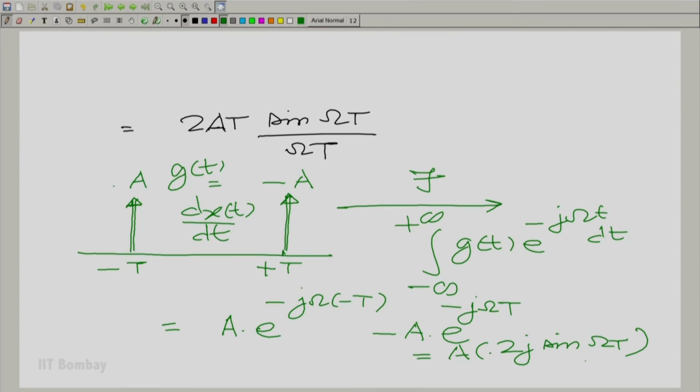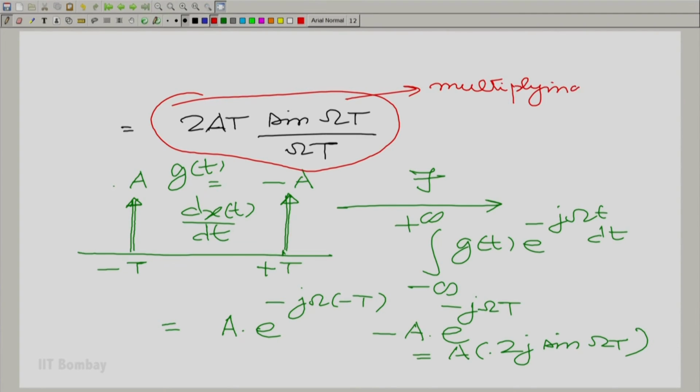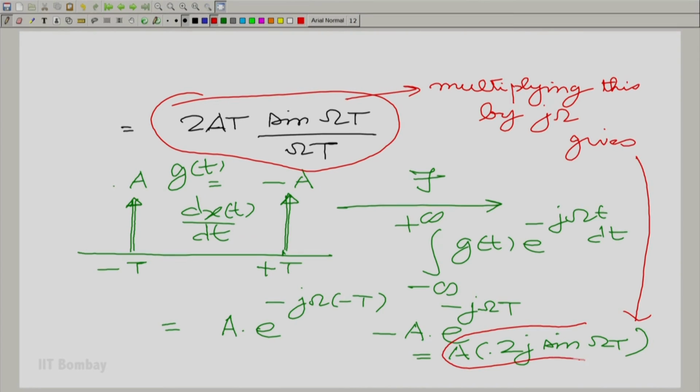And now you can see what is happening here. So, if I multiply this by j omega, indeed it gives this. Anyway, the T's would cancel as they are, we just introduced them for convenience, and the 2A is there as it is here, and the j comes in and the omega goes away because of this. So, you can see that multiplying this by j omega gives this. So, we verified the differentiation property for the rectangular pulse.